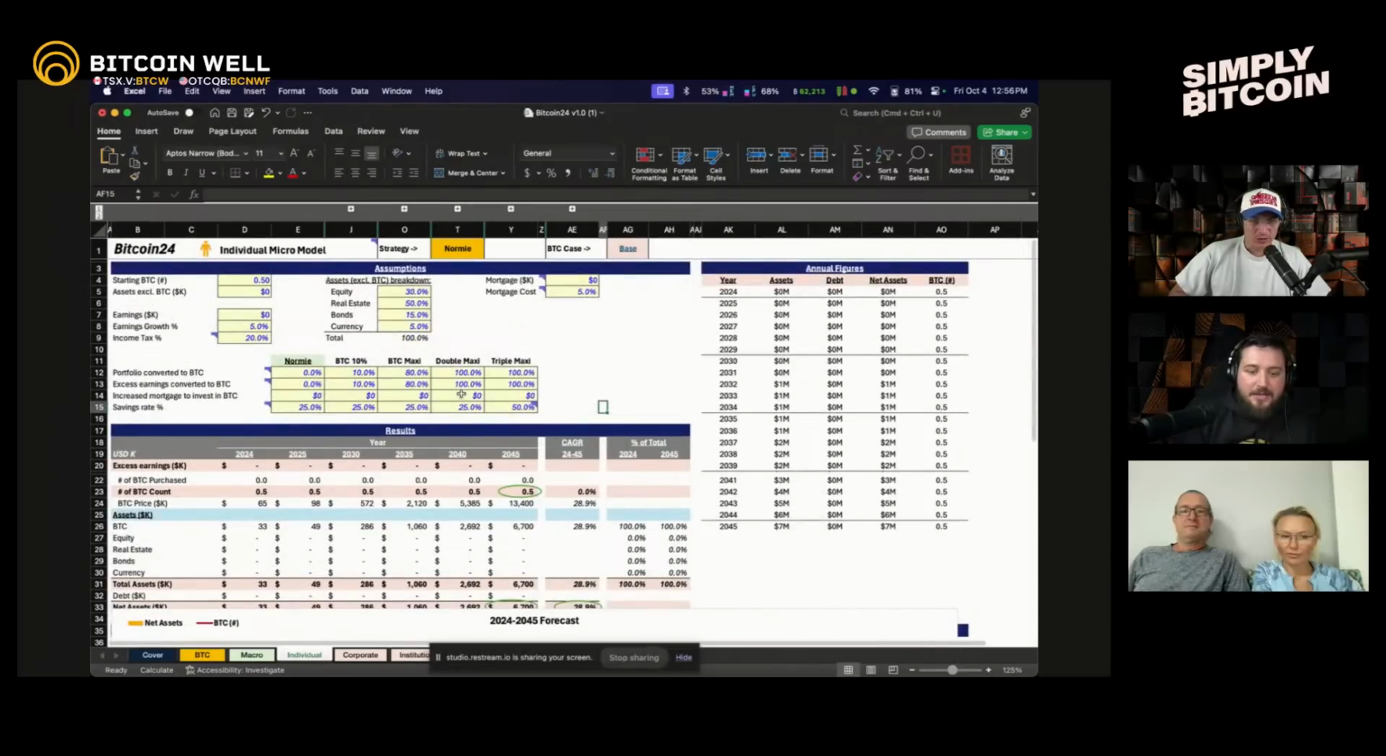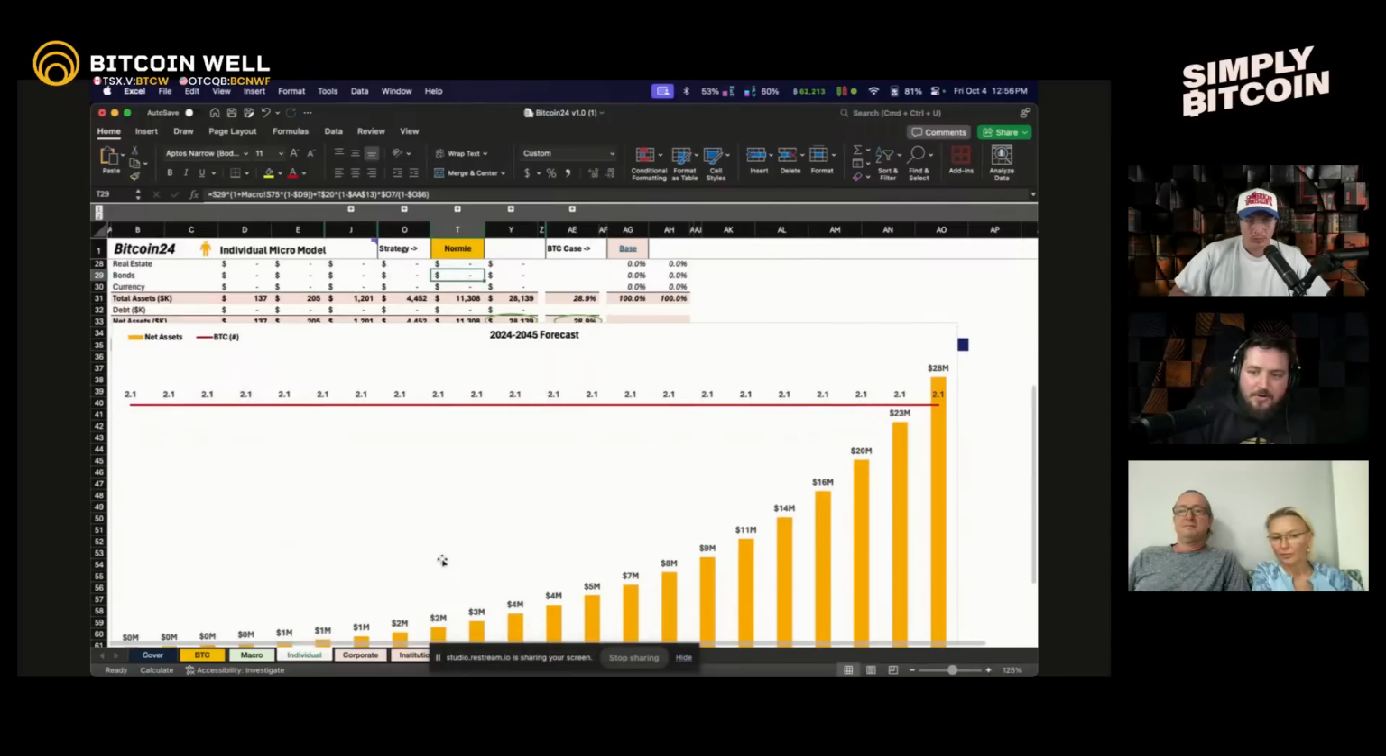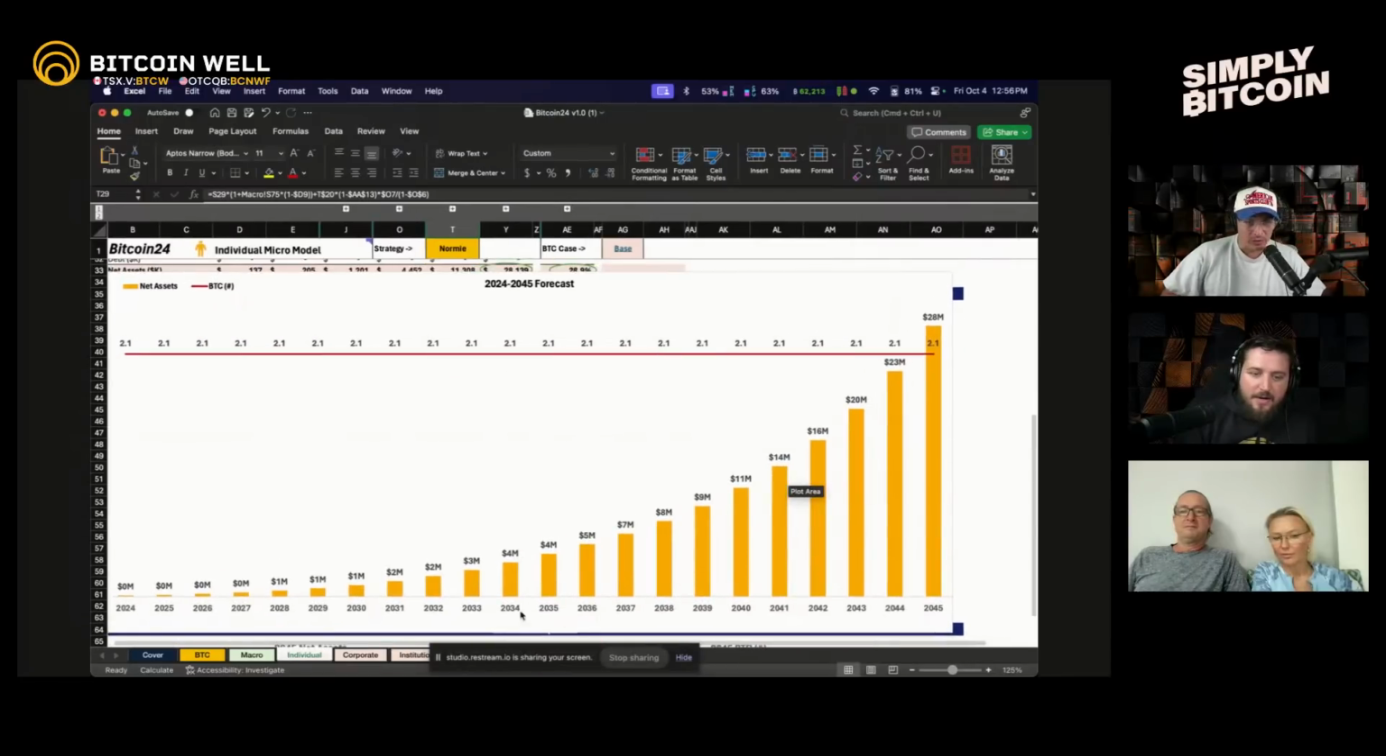So let's do 2.1. I think 2.1 Bitcoin. All right, let's do that. According to Saylor's model, by 2030 it will be worth 1 million. By 2035, it will be worth 4 million. And by the year 2045, it will be worth 28 million.